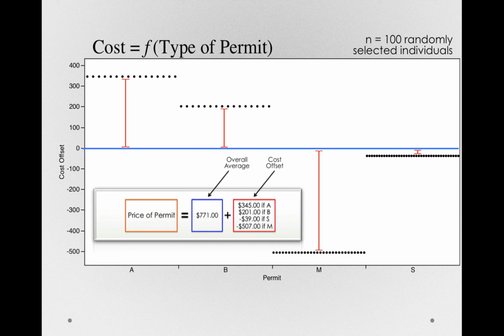Now this type of model is known as an effects-coded model, and it's going to be more convenient for us as we start to make inferences about populations. But I want you to notice that it really is representing the same thing as simply those group means. What is the average cost of an A, B, M, and S permit? Except now we're representing those groups' locations in terms of two things, an overall average plus a deviation from that overall average.